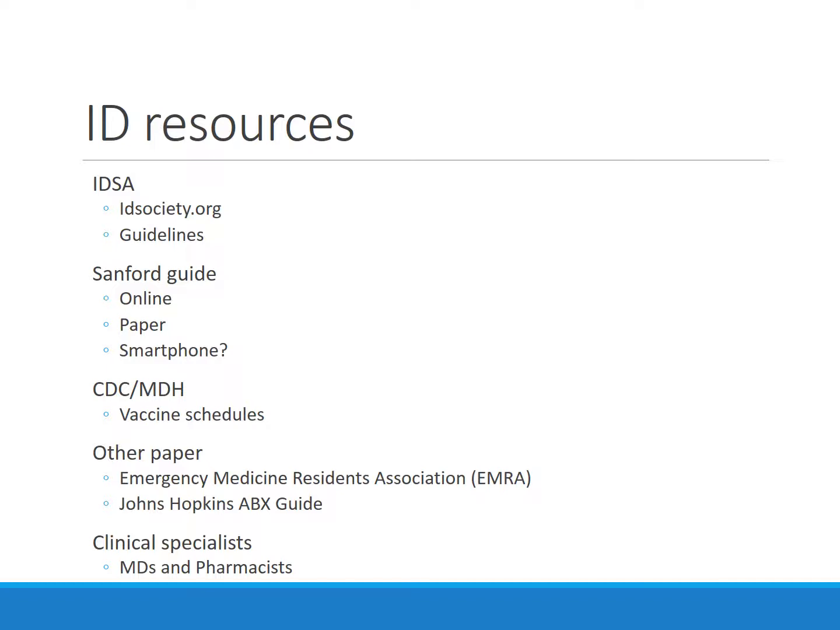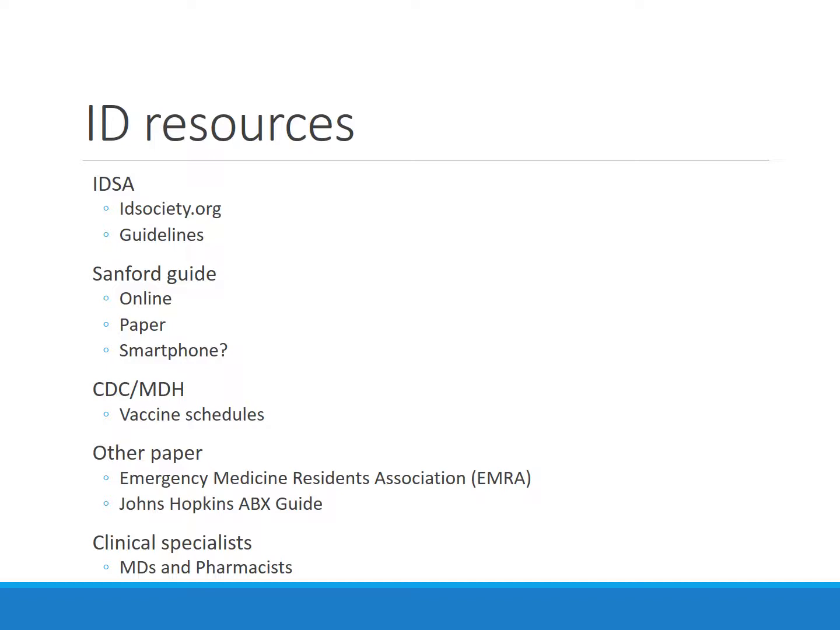And then, of course, you have clinical specialists to work with. If you have a complicated infectious disease patient, don't hesitate to refer them to somebody who specializes in ID. That's probably the best way to do it, as opposed to trying to manage them with a lot of different antibiotics and risk failures and resistance and side effects and all those nasty things we don't want to do.